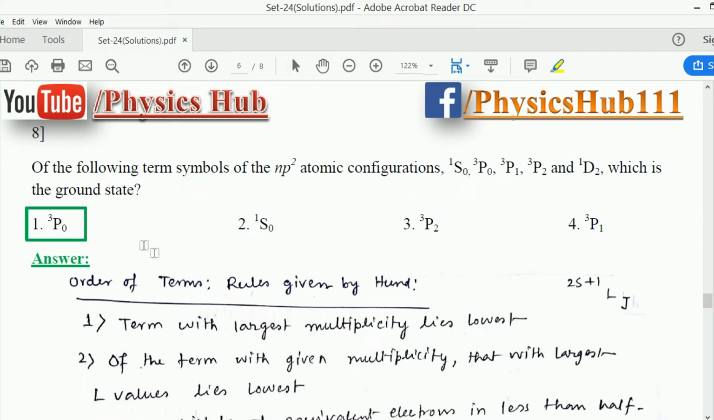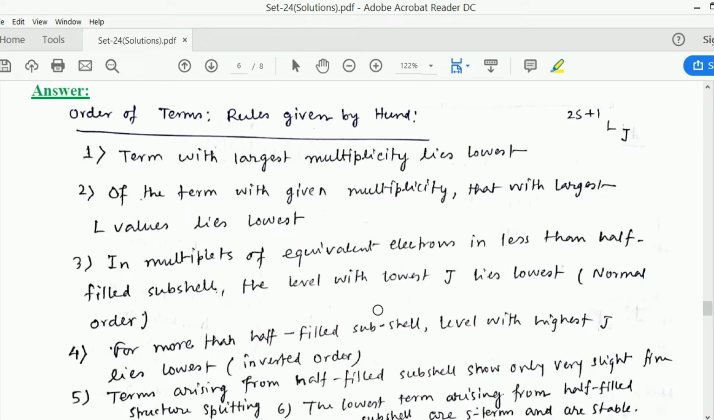Moving on, question number 8. Of the following term symbols of the np2 atomic configuration, 1S0, 3P0, 3P1, 3P2 and 1D2, which is the ground state? Now, before solving this question, I would like to state Hund's rule again. Why am I using this term again?